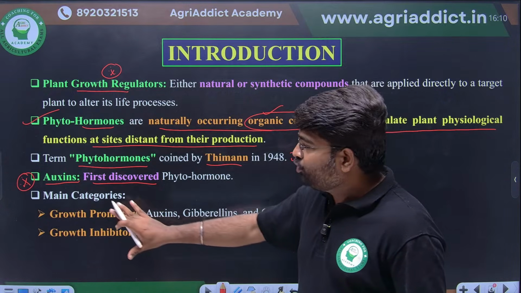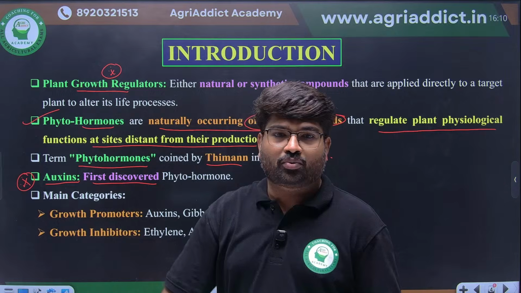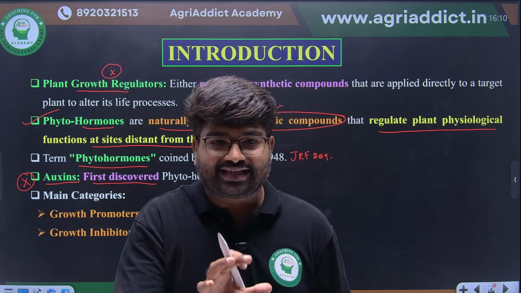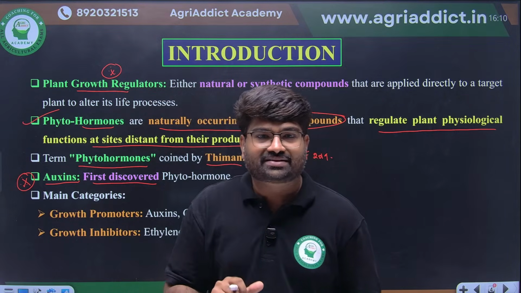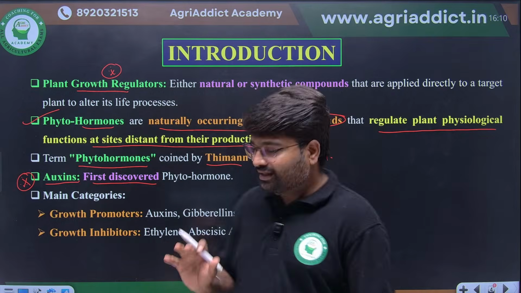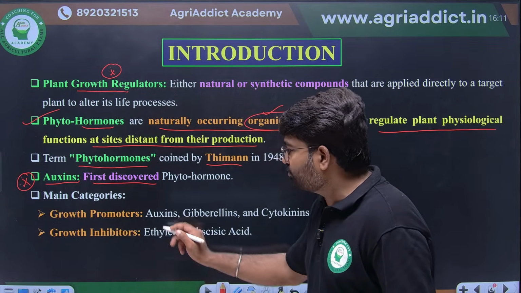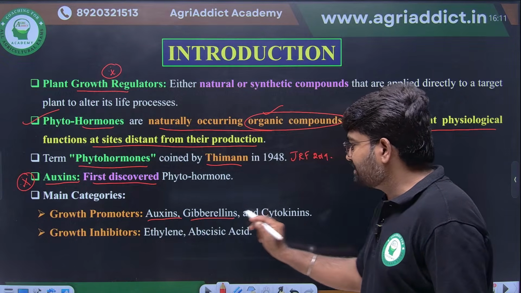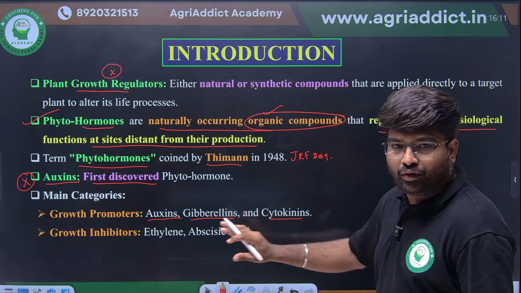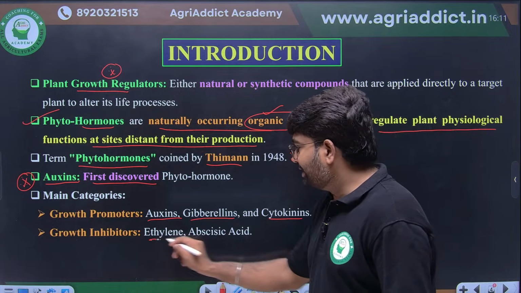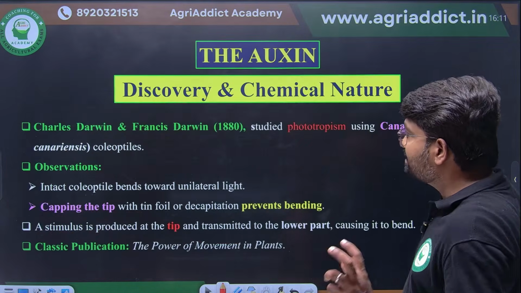There are two major categories of phytohormones. One is growth promoters and the second is growth inhibitors. The major examples of growth promoters are auxin, gibberellin and cytokinin. Growth inhibitors are ethylene and abscisic acid. I hope this is clear for everyone.